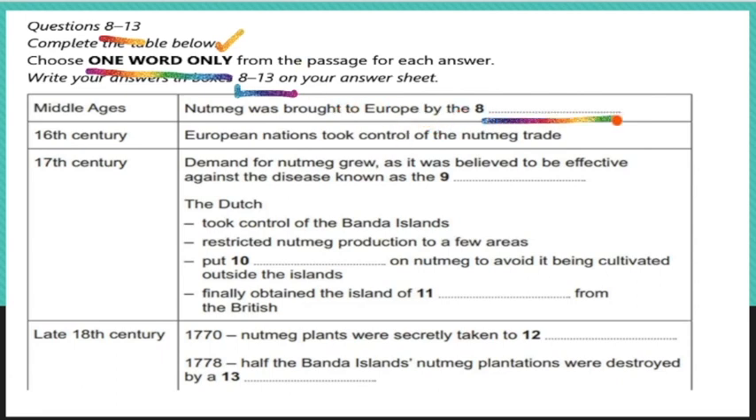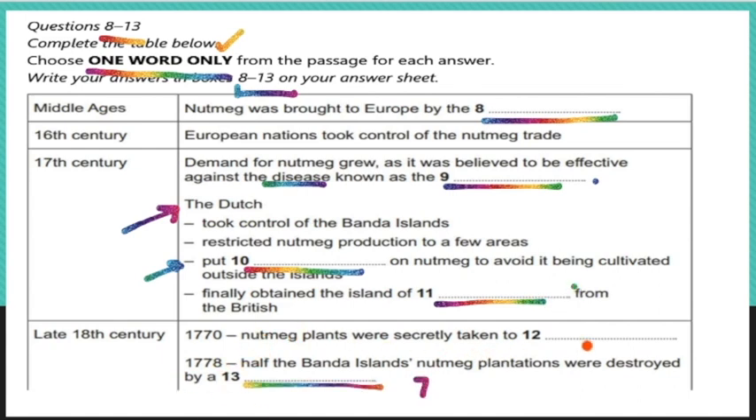So definitely it has to be some people, some group of people. Then we have: known as the. So we are looking at a disease. Took control of the Banda Islands, restricted nutmeg production to a few areas, put dash on nutmeg to avoid it being cultivated. Okay, so some kind of a ban or something we have to see. Finally obtain the island of dash, so a name which is a proper noun. Then nutmeg plants were secretly taken to. It looks like a proper noun again. In the end, half the Banda Islands nutmeg plantations were destroyed by a. Okay, so it's fairly simple.